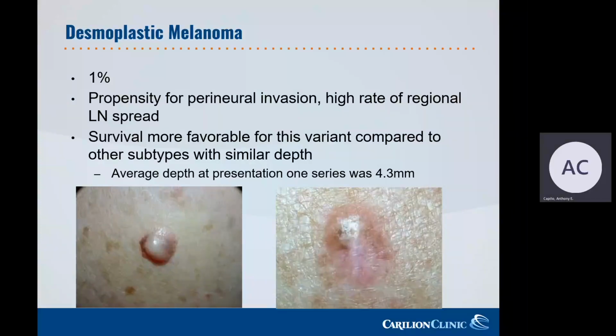And lastly, there's the desmoplastic. This is the least common subtype, prominent for perineural invasion and for spread. These are more known to be thicker melanomas, but do, for whatever reason, have a more favorable prognosis with this subtype.